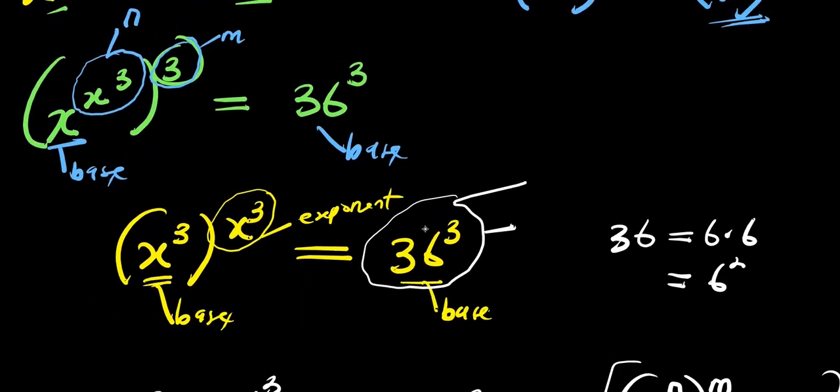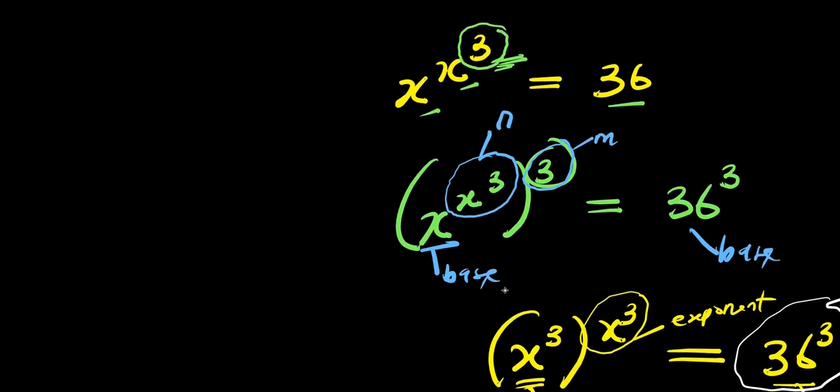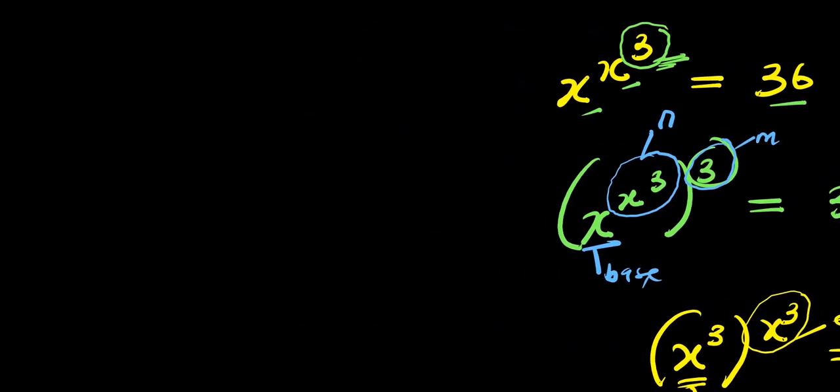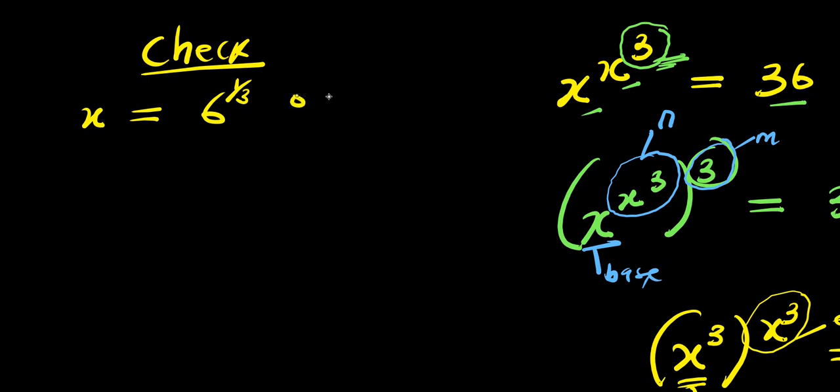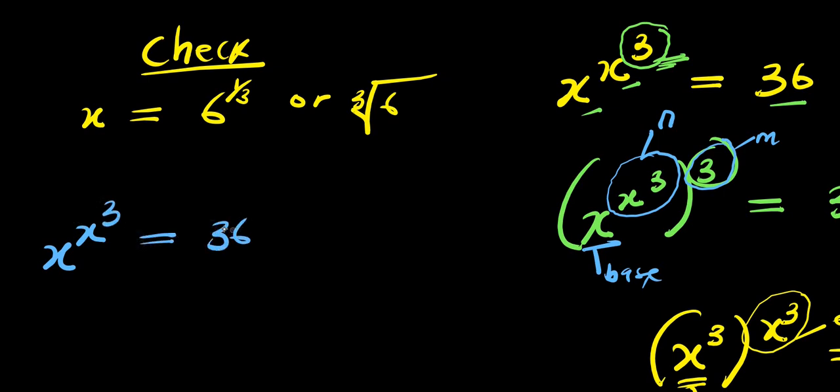Now, the next thing we are going to do is to insert back this value of x into that original equation, and let's check if it's going to satisfy this equation. So we have check. We have x equals 6 to the power of 1 over 3, or the cube root of 6. So let's insert it right here. Remember, our equation remains x to the power of x to the power of 3 equals 36. So we are going to insert 6 power 1 over 3 for x here.